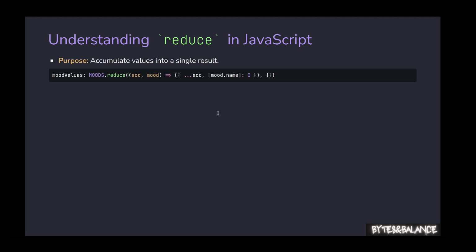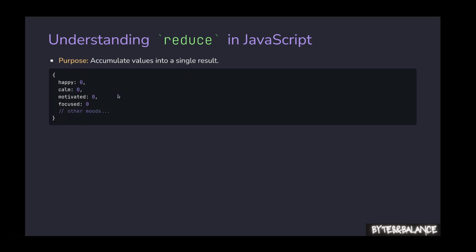On the list of moods, the accumulator starts as an empty object here, which is shown by the braces, which is the initial value provided to reduce. As reduce iterates through the moods, it adds a key value pair to the object for each mood, with the mood's name as the key and 0 as the initial value. The process results in an object where each mood is set up to track its value, fully ready for users' interaction. It starts like this, and it keeps going and growing. Here's the final object.